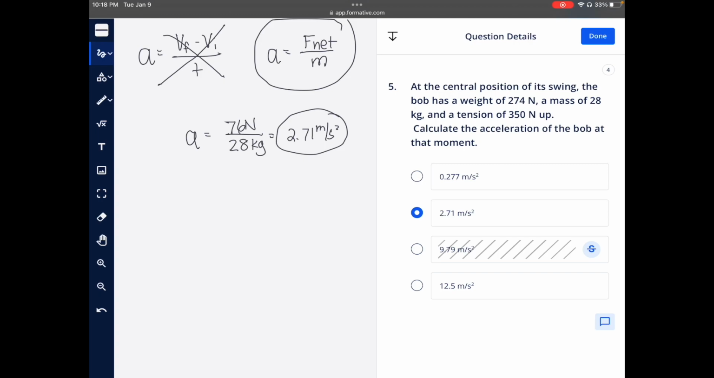It certainly can't be faster than 9.8 because tension is slowing it down, right? Tension and gravity are acting against each other, so it can't be faster than 9.8. That doesn't make sense. So between the two choices, I just had to make sure I did my math really carefully.